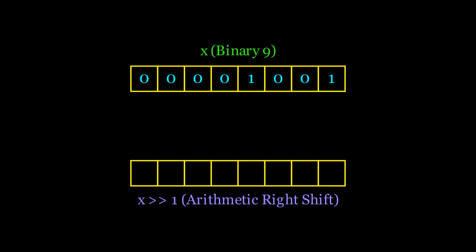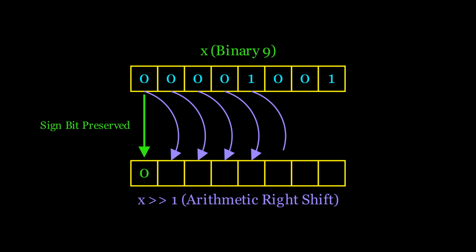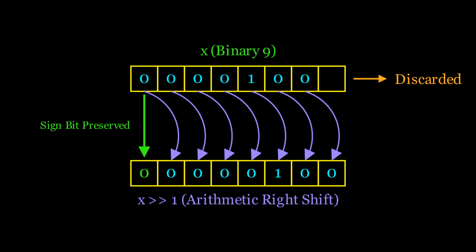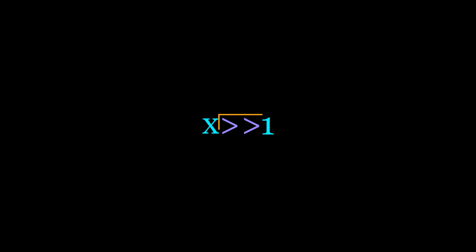Let's take the integer x equals 9. In an arithmetic right shift, the process is governed by the sign bit. First, the leftmost bit, our sign bit, is preserved to maintain the value sign. Every subsequent bit is then shifted one position to the right, starting from the left. As this migration occurs, the original rightmost bit is pushed beyond the memory boundary and is discarded. The right shift operation is denoted by double greater-than symbols.